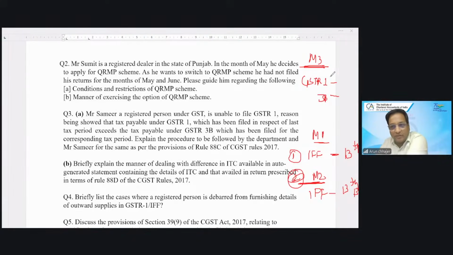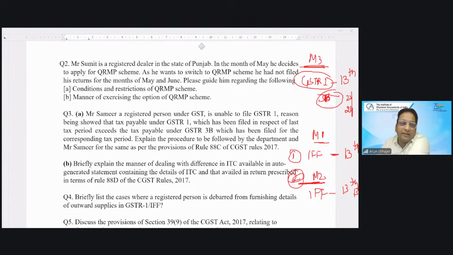What is the due date of 1? And what is the due date of 3B? 13th, and due date of 3B is, yes, either 22 या 24.